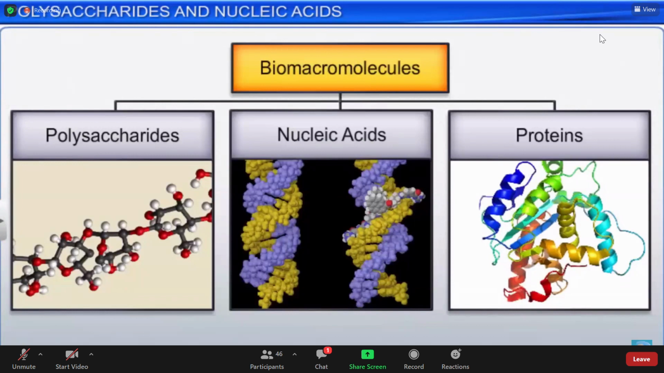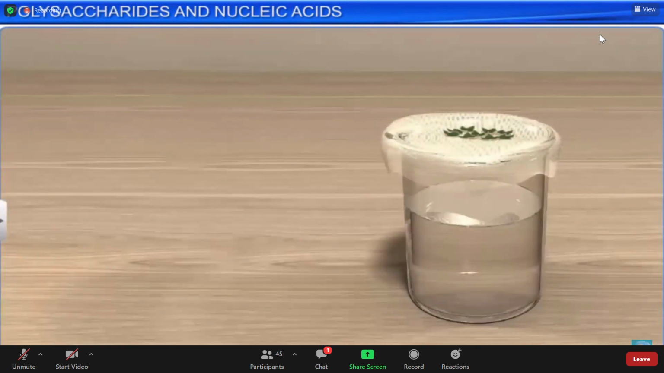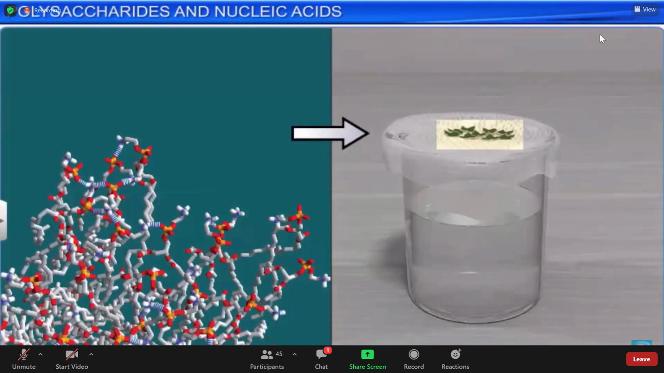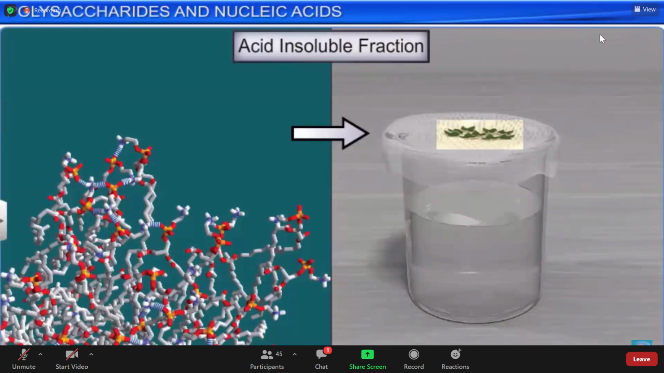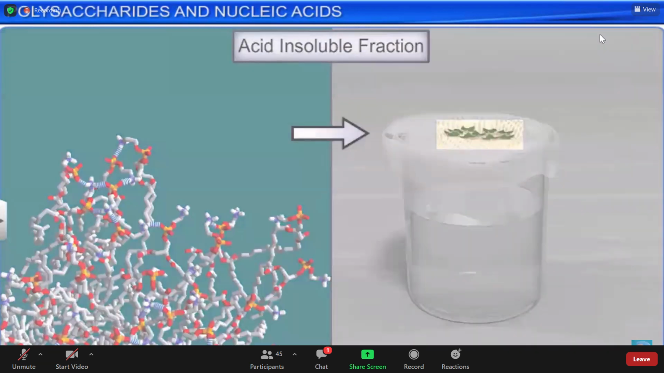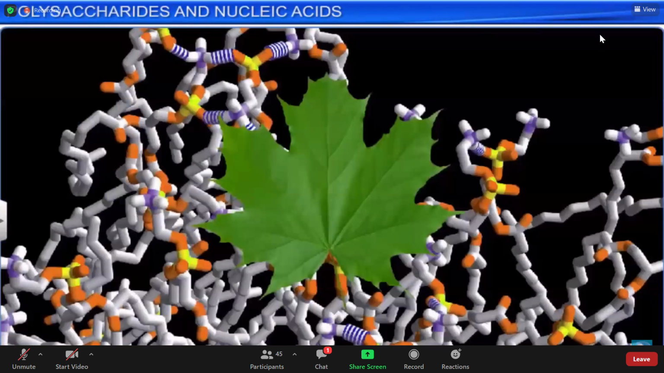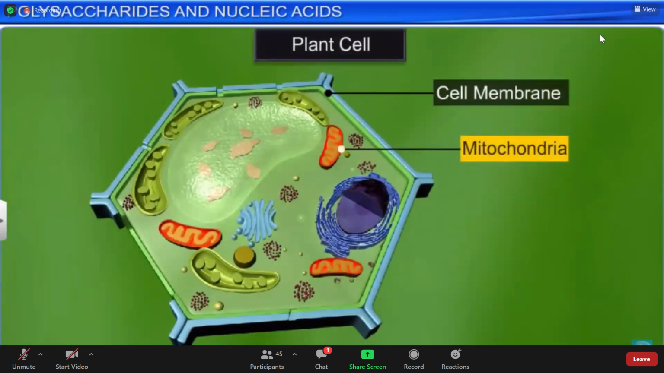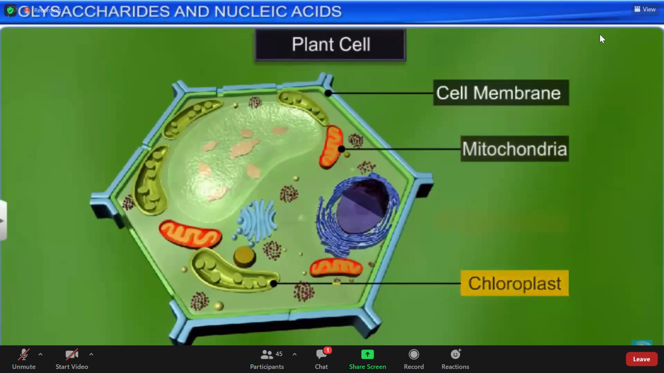Biomacromolecules have molecular weights in the range of 10,000 daltons and above. Let's understand why lipids, whose molecular weight does not exceed 800 daltons, are a part of the acid-insoluble fraction. Lipids have a small molecular weight, and they are arranged in the cell membrane and in the membranes of mitochondria, chloroplast, and Golgi apparatus.